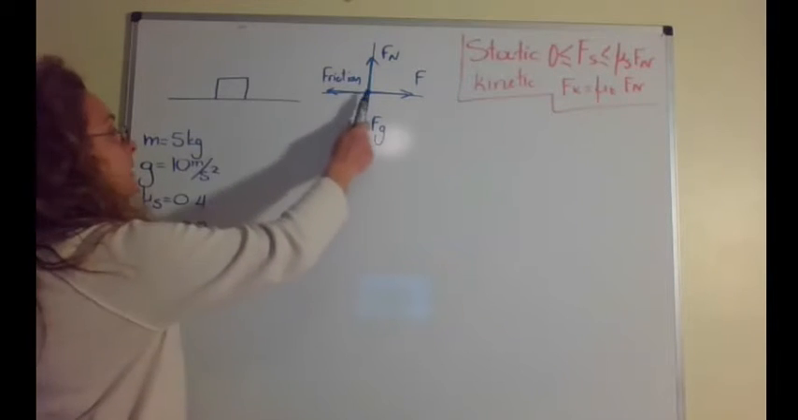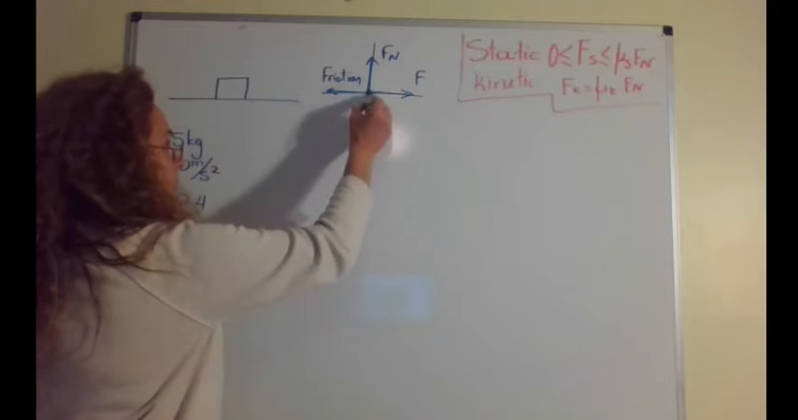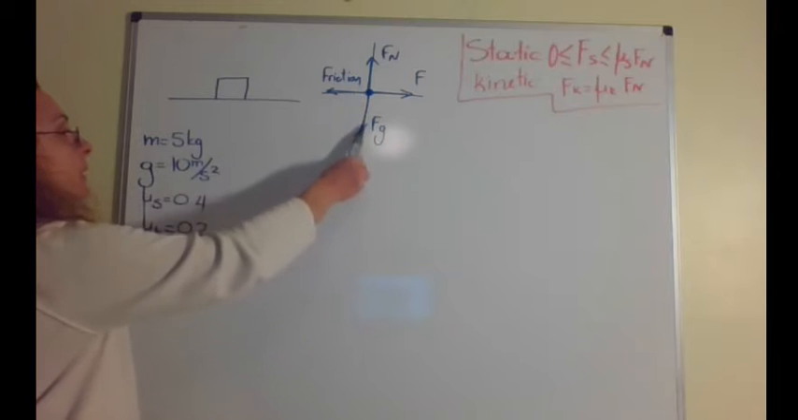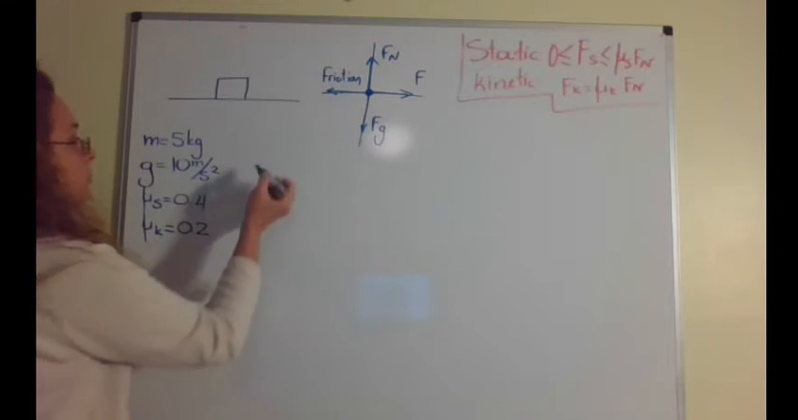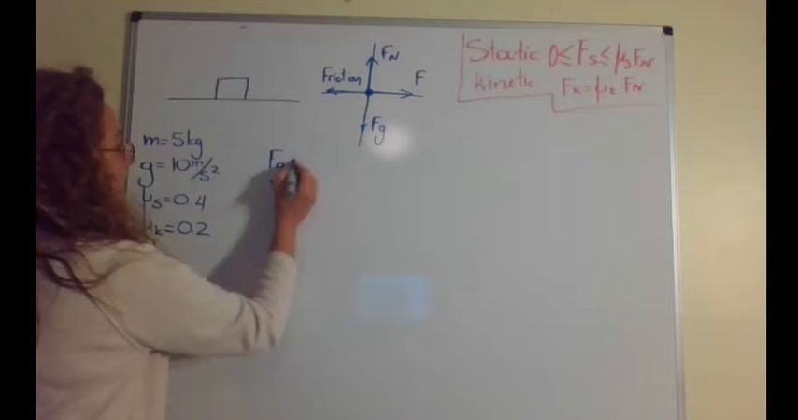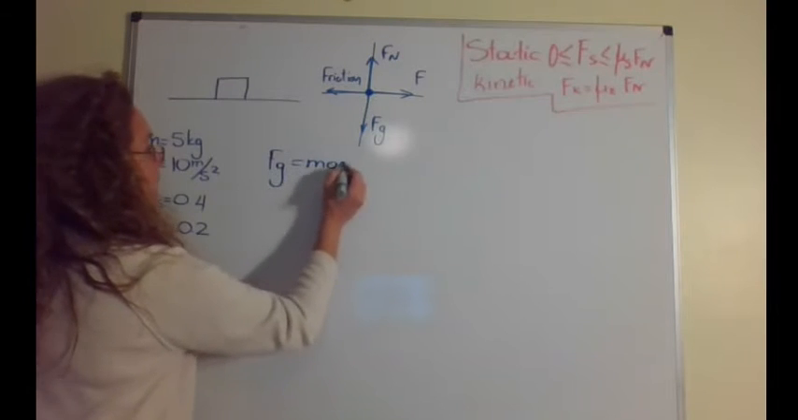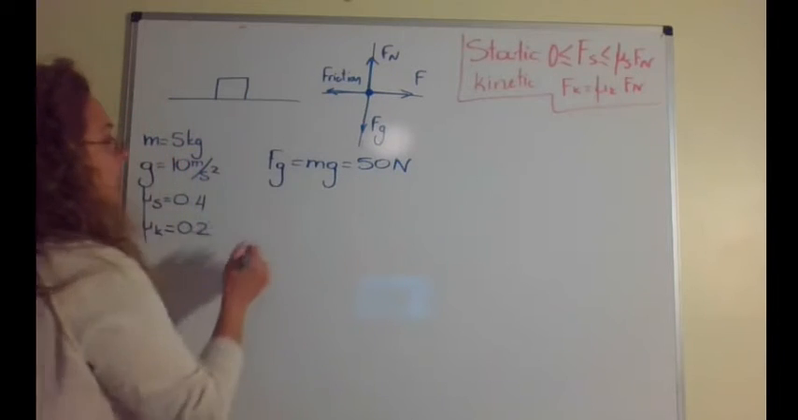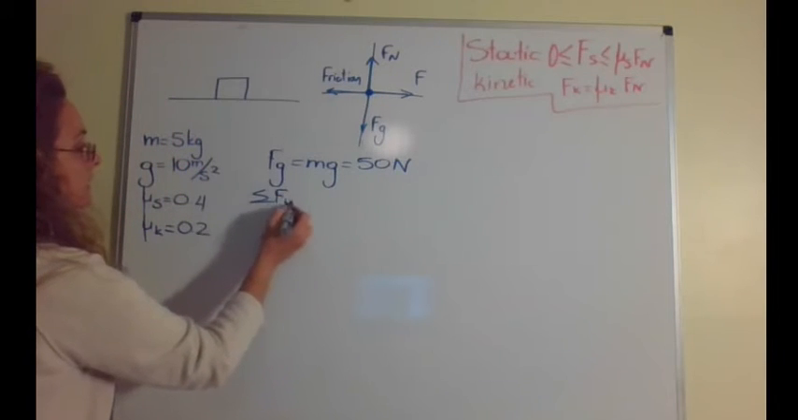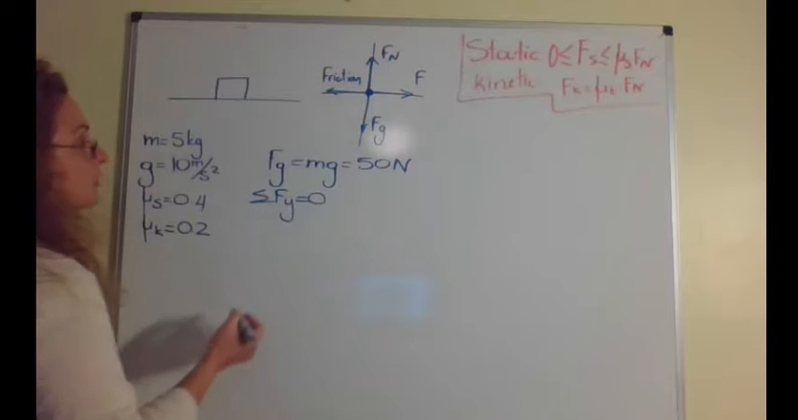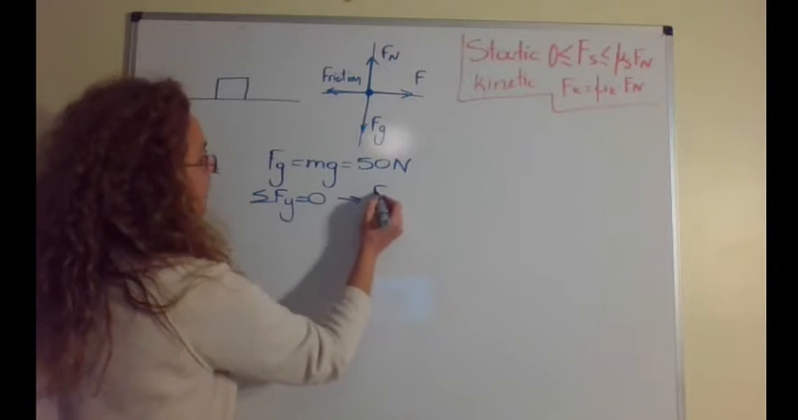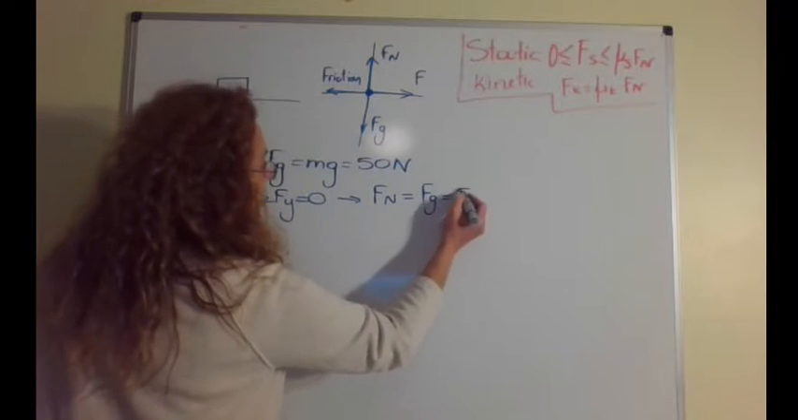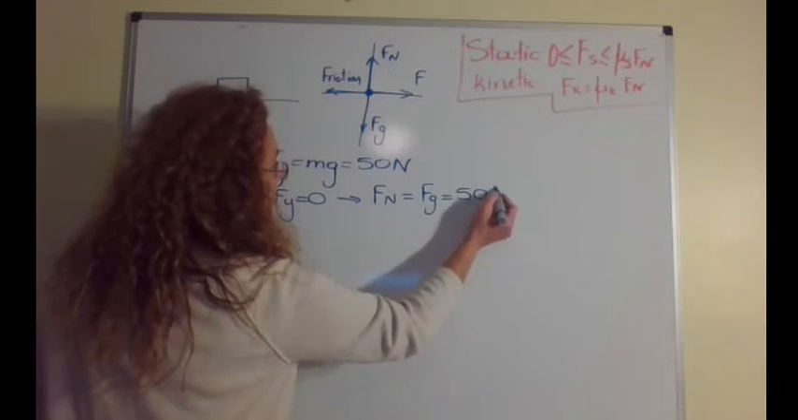The free body diagram says that the object, the point-like object here, has 4 forces. So it will have the force due to gravity, which will be mass times g, so in this case it will be 50 newtons. Considering that there are no other forces on the y-axis, the sum of forces should be 0, meaning that the normal force should equal the force due to gravity, and it should also be 50 newtons.